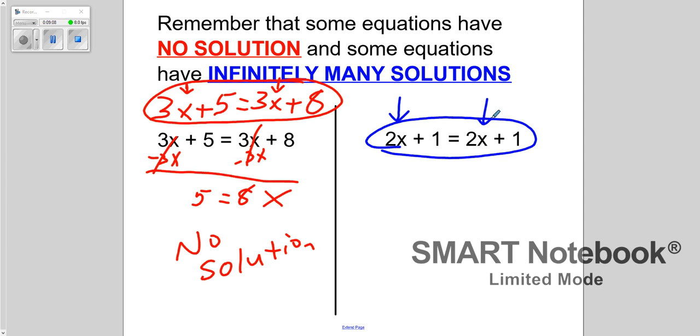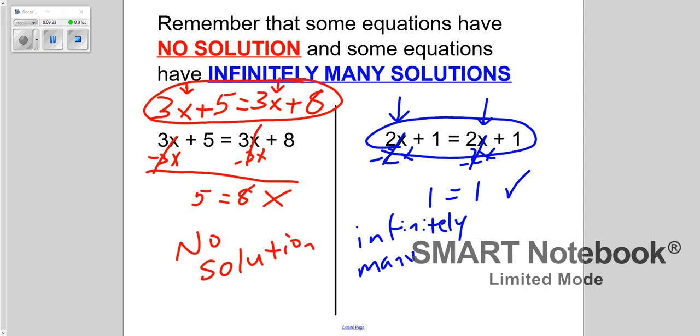But just to show you, let's actually solve it. So I do minus 2x from both sides, and I get 1 equals 1. Well, that is true. That's always true. So this is an equation that has infinitely many solutions. And if you remember, this concept of no solution and infinitely many came up again when we did systems of equations, and it's going to come up again in 9th grade. So you do need to know it.